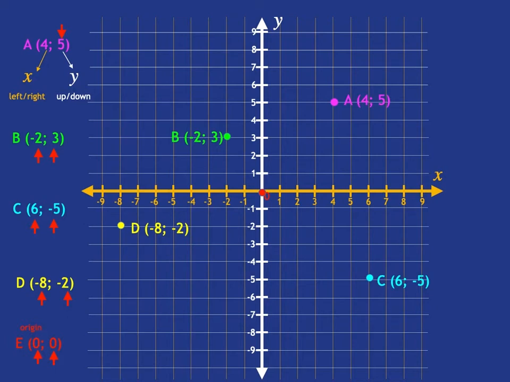Okay, so that takes us through the basics of plotting points. The main idea is, when you're asked to plot a point, you always start at the origin. And then you look at the x-coordinate, and it tells you how far left or right to move. And once you've moved left or right, you then look at the y-coordinate, and that tells you how far up or down to move. You move those steps, and where you end up, that is where your point is located.